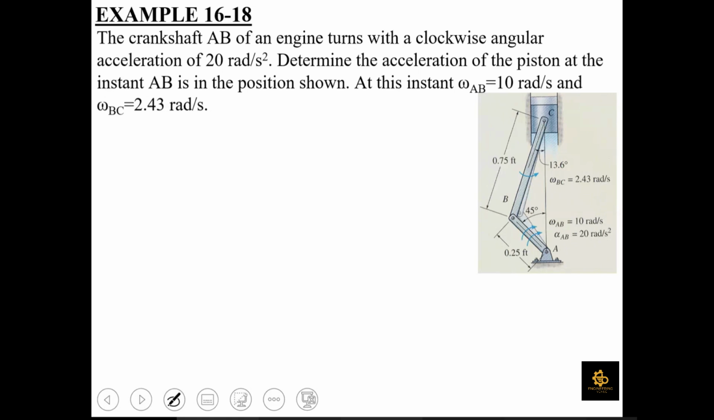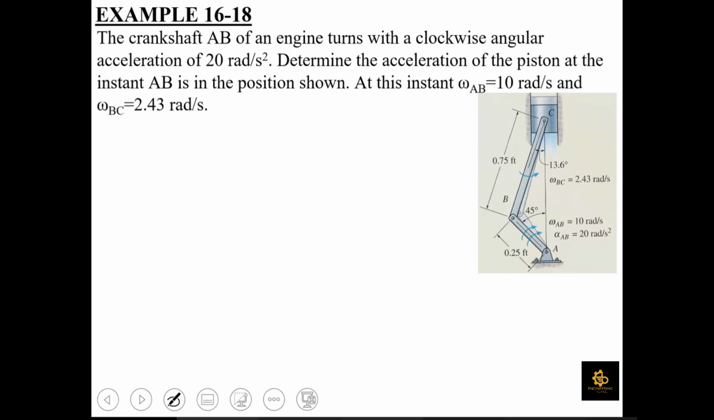So in this case AB is the crank, which is rotating with the motion shown. Omega AB is given to you as 10 radians per second and alpha AB is given as 20 radians per second square, both in a clockwise direction. Since alpha AB and omega AB are in the same direction, it means that the crank is angularly accelerating at the instant shown. For this instant, the angular velocity of the connecting rod, link BC, is also known, which is 2.43 radians per second.